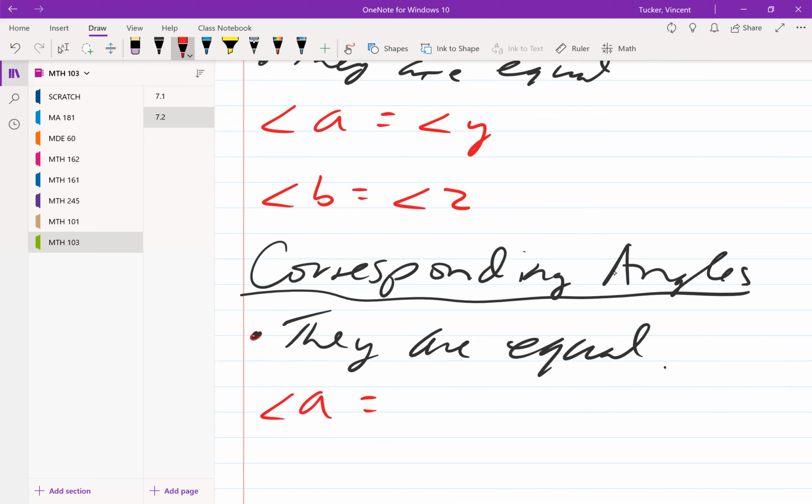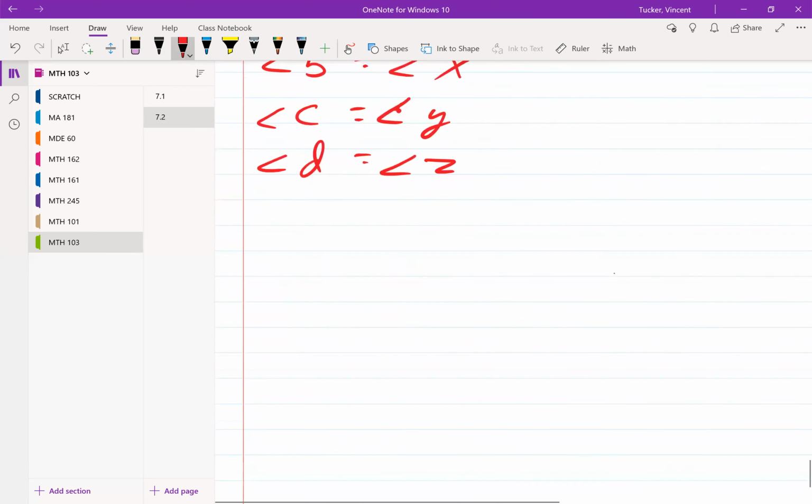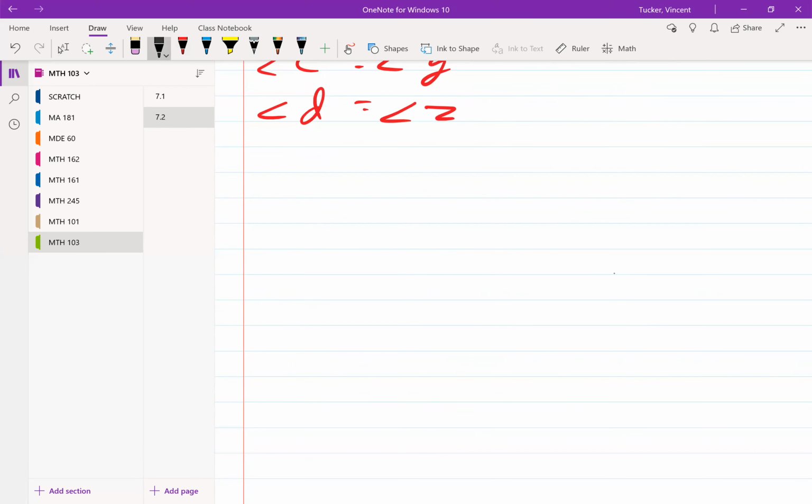So angle A is equal to angle W. Angle B is equal to angle X. Angle C is equal to angle Y. Angle D is equal to angle Z. All right. So let's do an example with that. We're almost finished.